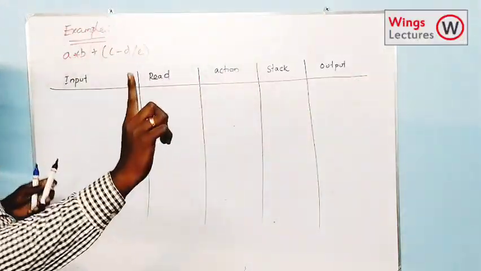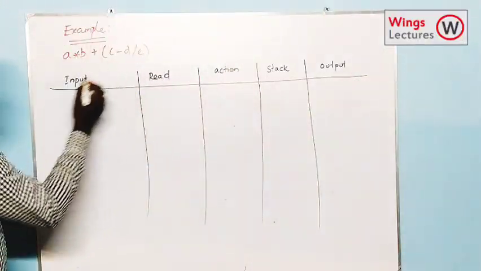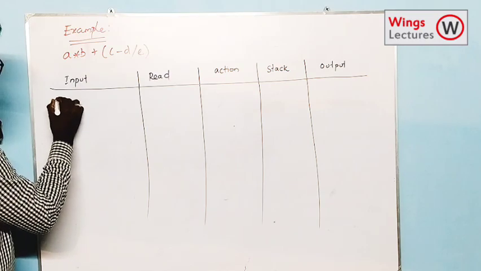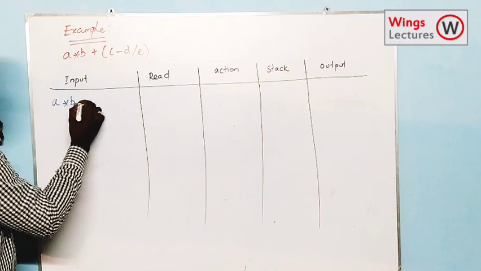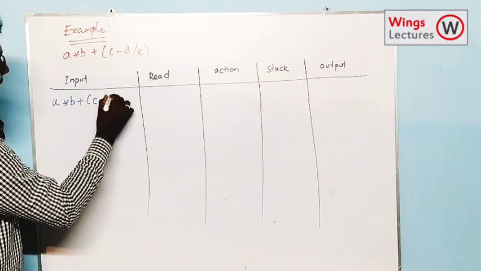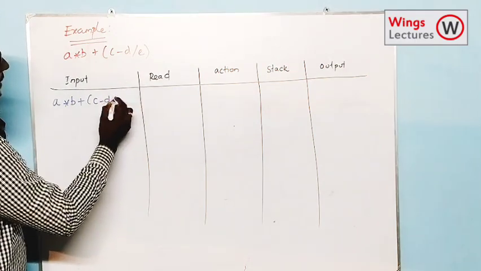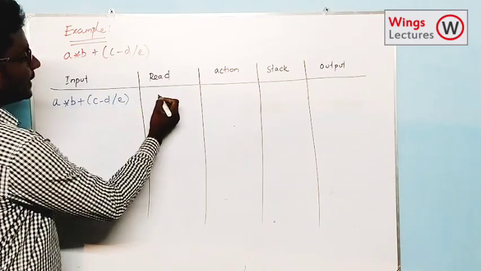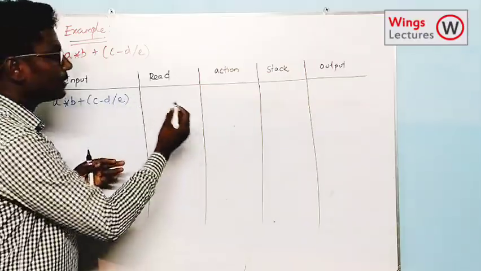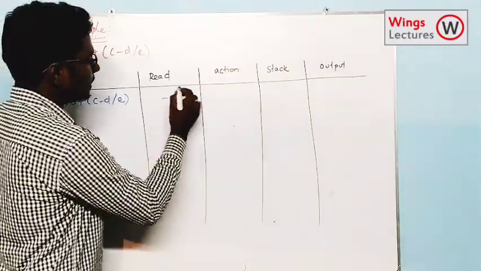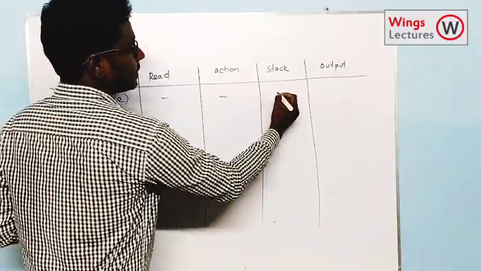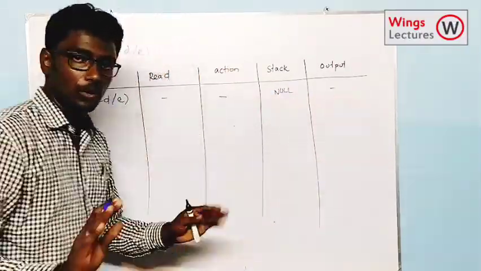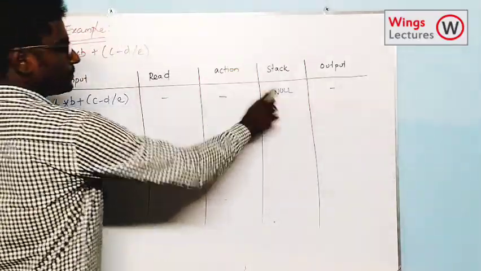First step, you have to write the given expression in input: A star B plus C minus D. Initially, in the first step I don't need to read anything, and there is no action, and the stack is null, no output. Now the stack is empty.